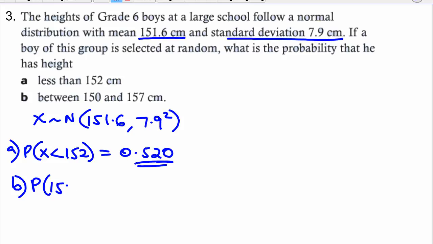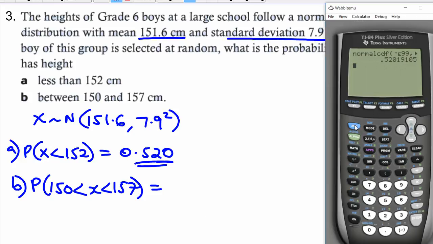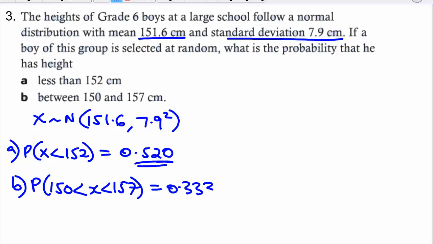For B, between these values, 150 and 157, you can plug that in your calculator. I'll leave you to do that, or I can just show you quickly. So, normal CDF, 150, 157, same parameters, 0.333. So 0.333. Great.